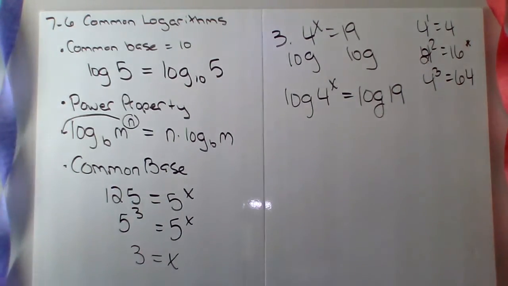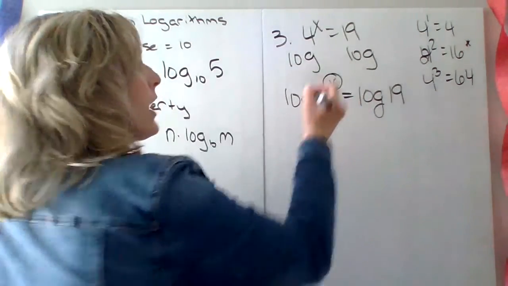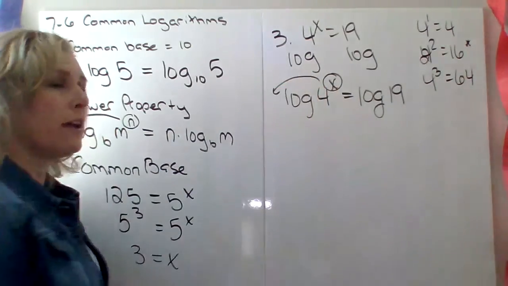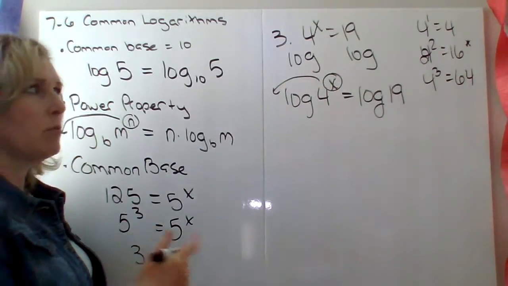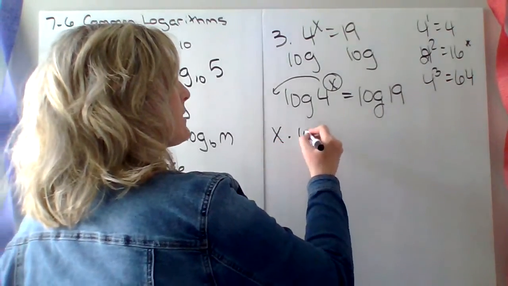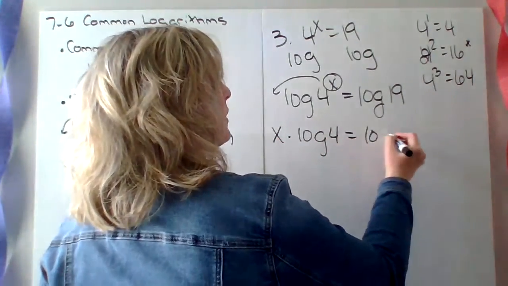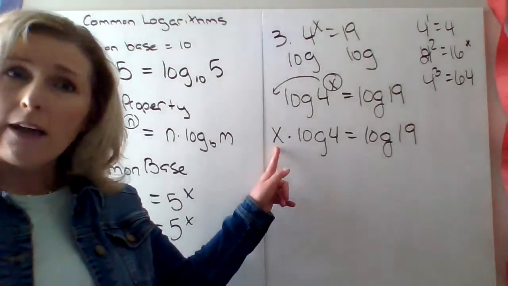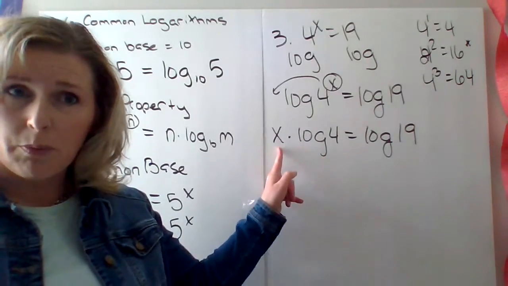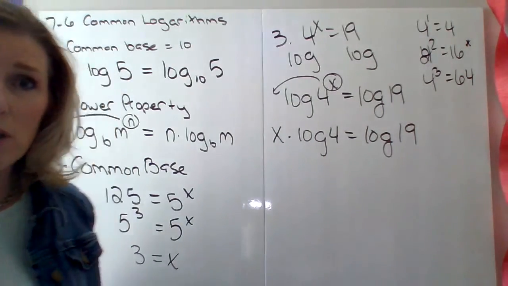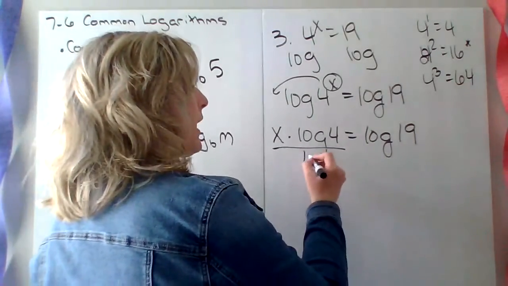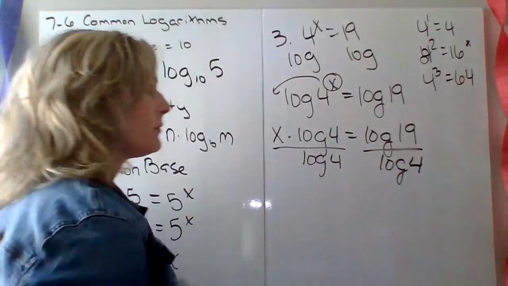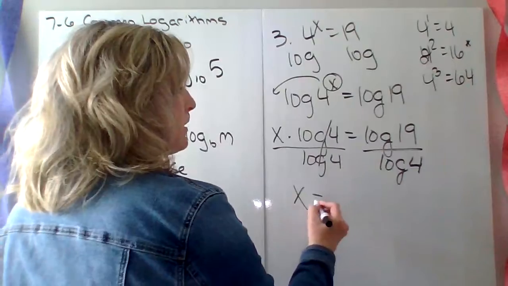So now we're going to use the power property. Anytime that you have an exponent, we're going to move it to the front and expand it to show multiplication. So this is x times log of 4 equals log of 19. X is what I want to solve for. So this is just multiplication. What undoes multiplication? Division. So we're going to divide both sides by log 4. These cancel each other out.